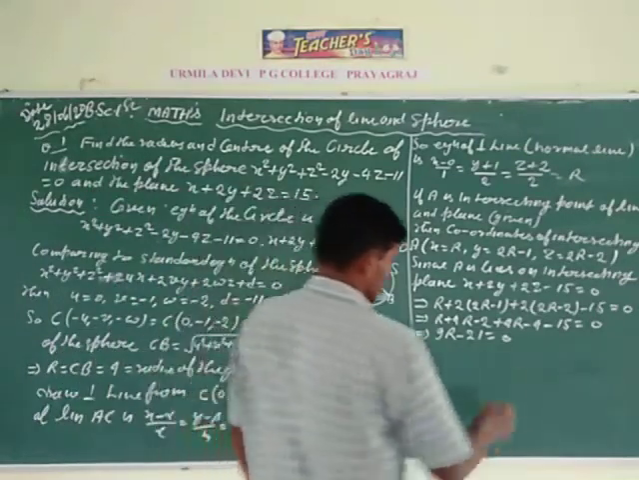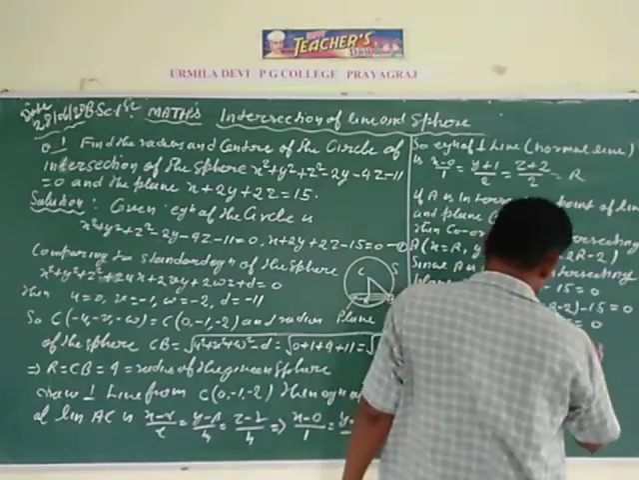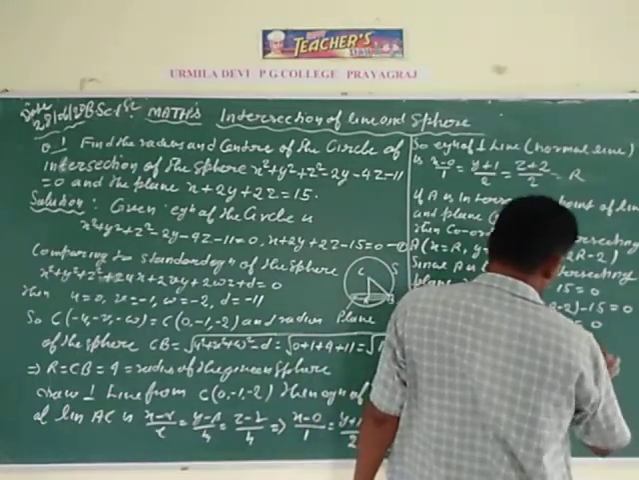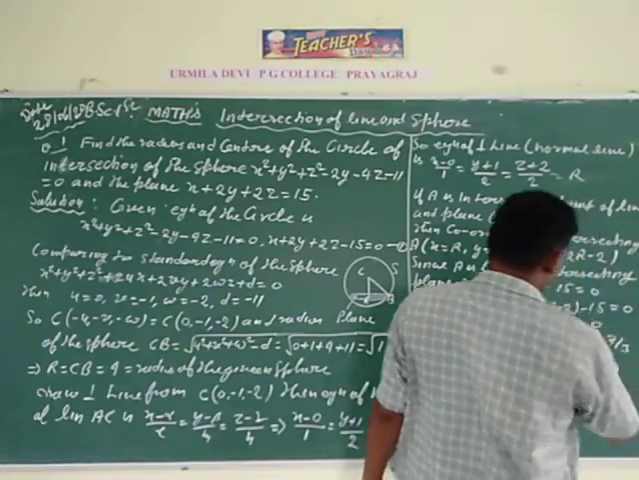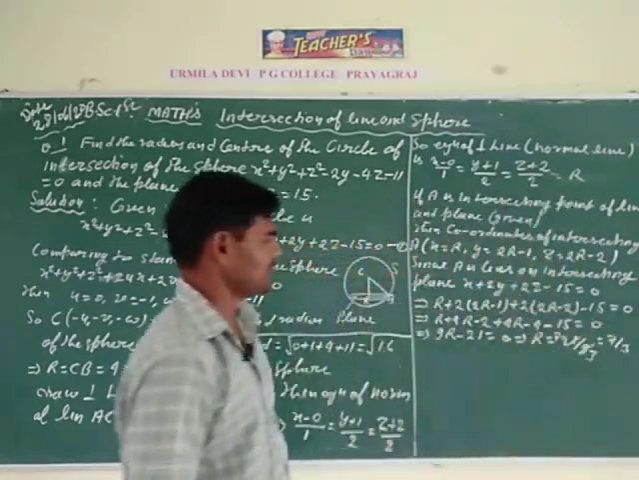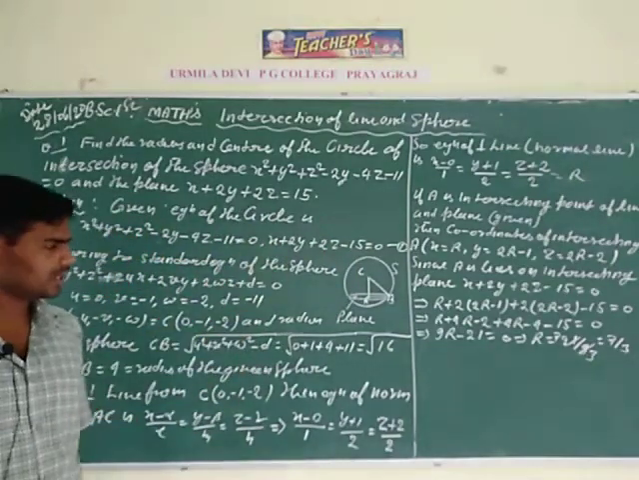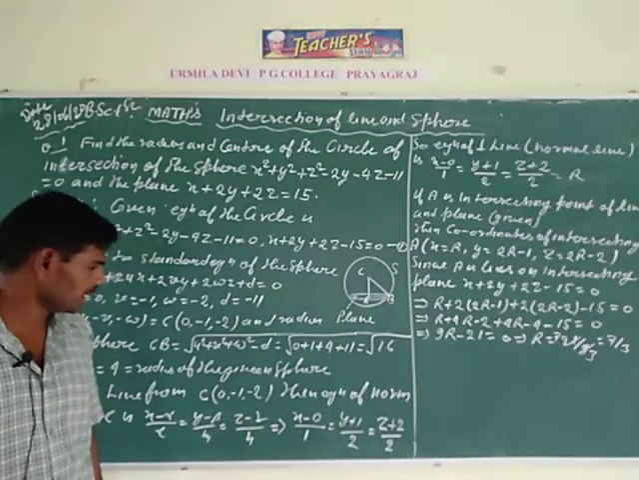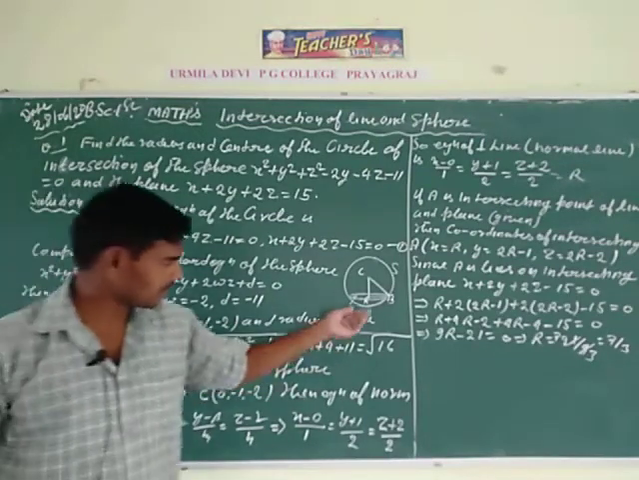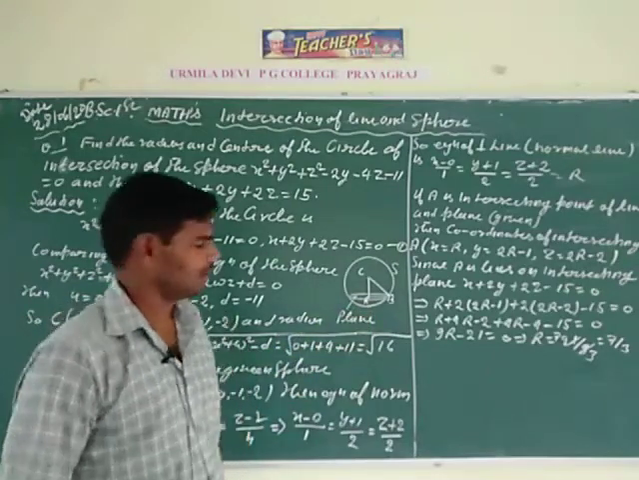Here the value of capital R is 21 by 9, and dividing by 3, it is 7 by 3. So 7 by 3 is the value of the unknown capital R, found with the help of this process. After this, putting the value of capital R, we find the coordinates of capital A. Here capital A is the center of the circle.